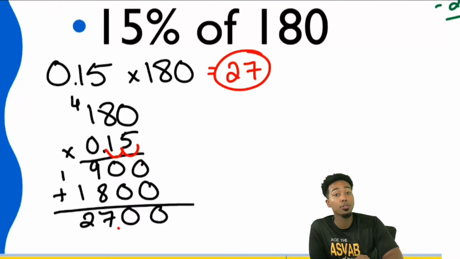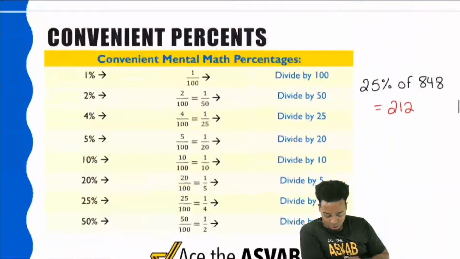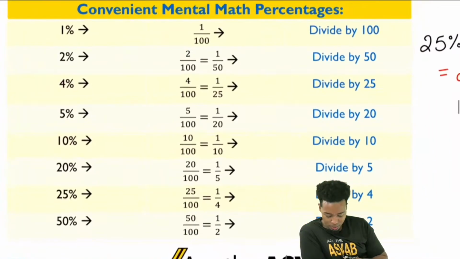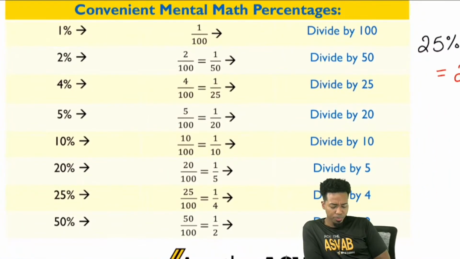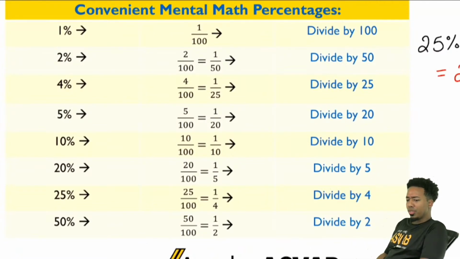Now, here's another way to do this one. Here's a really quick way to do this one, actually. Here's the convenient mental math percentages chart again. Do you see 15% there? No, I don't see it. I see 5, 10, 20%, but I don't see 15.